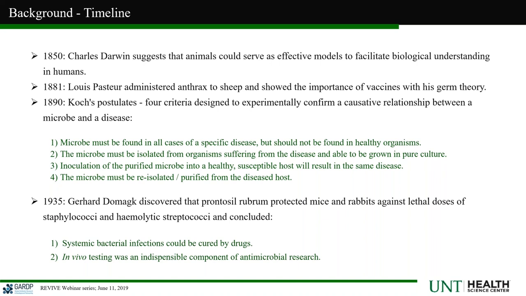Back in 1935, he was working for IG Farben at the time, which is a conglomerate of pharmaceutical entities like Bayer and Hoechst, where he started testing new agents, and Prontosil is a sulfonamide, where he tested these agents in mice and rabbits to show protection from strep and staph infections. And the conclusions there were, we can show curing of these bacterial infections in these animal models by the drugs, and that this is going to be an indispensable part of the type of pharmaceutical testing using in vivo models.